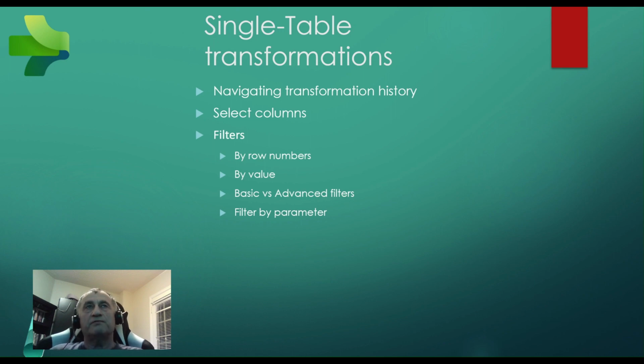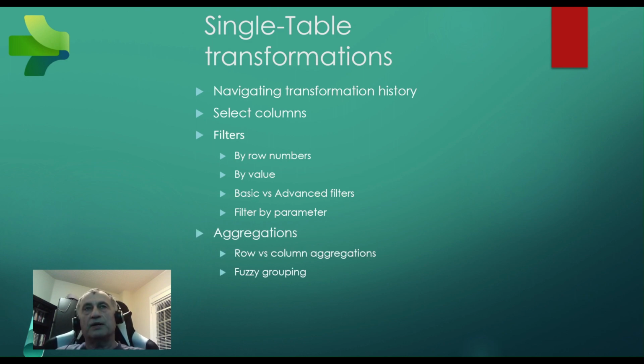Then we'll take a look at filters. There are different types of filters. You can filter by row numbers and by value. We'll take a look at each type of filter. And then filters can also be basic or advanced. We'll examine each filter type. Finally, we will take a look at filtering by dataflow parameters. That is a great feature that allows you to apply filters to multiple queries simultaneously.